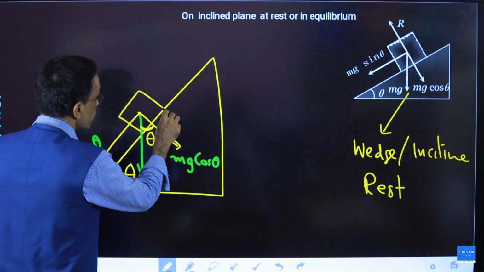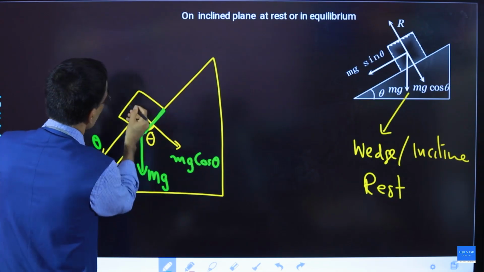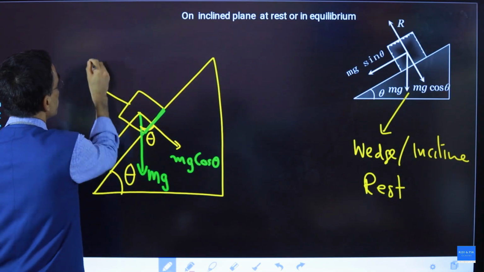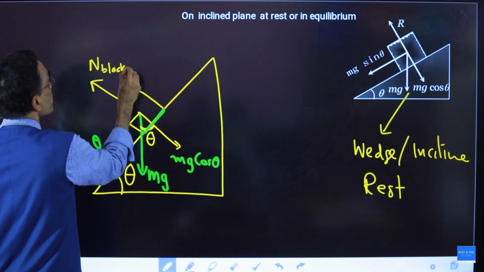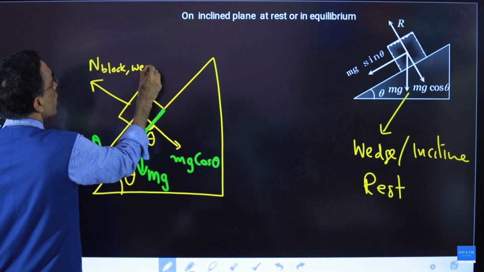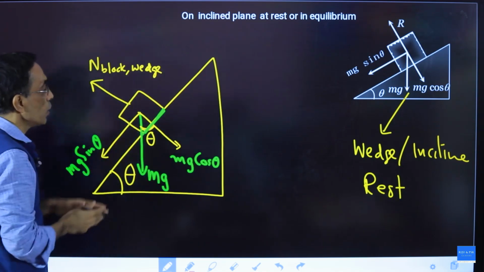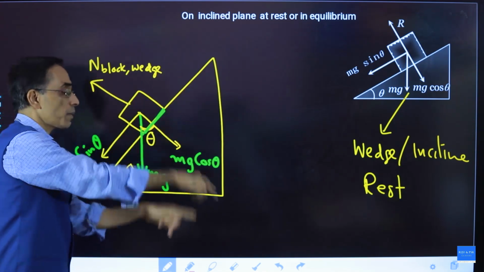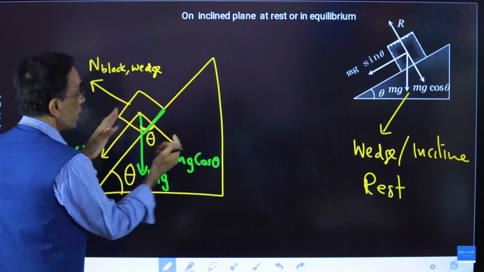Now, this is the surface in contact. This wedge will push this body in this direction. This is the normal reaction on the block by the wedge. The wedge will apply a force in that direction. Of course, the block will apply a force in the downward direction. That is not what we want. We want the force acting on the block.